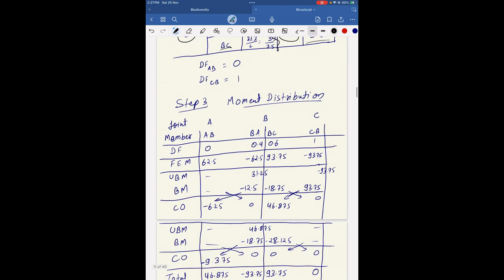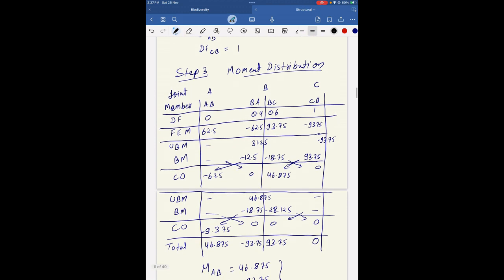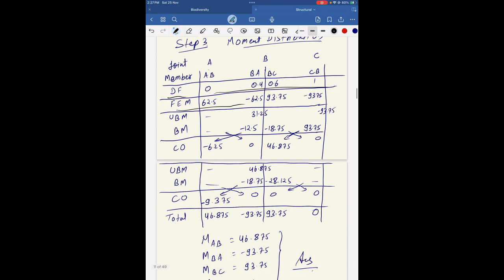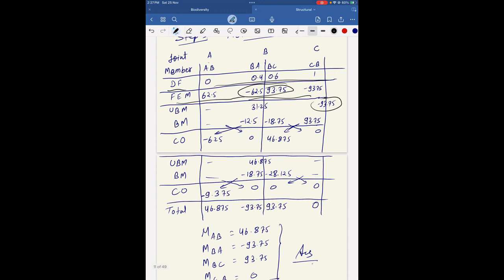In the third step we have to distribute the moment. For joint members AB and BC we write the distribution factor, then the fixed end moment, then the unbalanced moment. If we sum these two, the unbalanced moment comes out to be 31.25. So we have to balance the moment by applying the negative moment at that joint. The moment is distributed through the distribution factors 0.4 and 0.6.